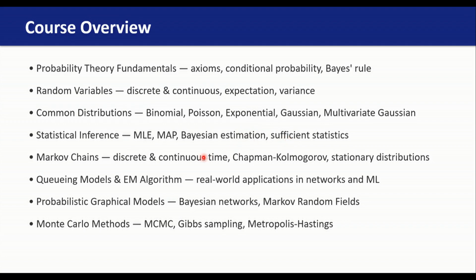Part 5 is queuing models like packets coming to a router. Part 6 is the EM algorithm. Part 7 is graphical models. Part 8 is Monte Carlo methods like MCMC, Gibbs sampling, Metropolis Hastings, and some other methods. Every part connects to real computer science problems.